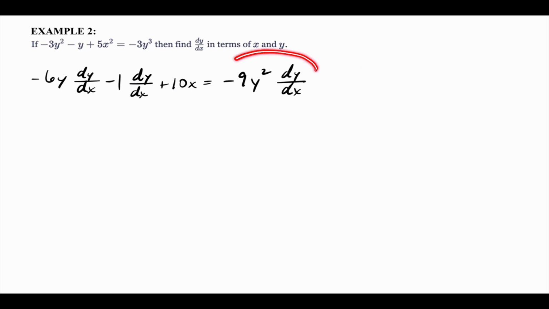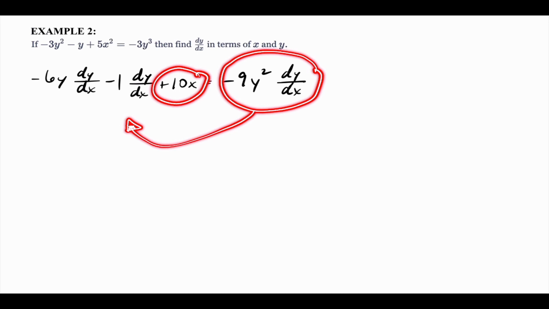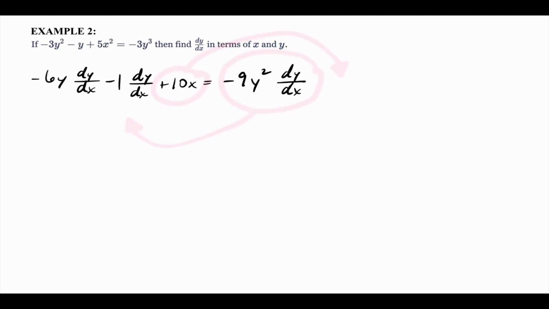So this guy, I need to get over here. This guy, I need to get over here. Okay, so to do that, I'm just going to do the opposite. 10x is going to be minus 10x from both sides. Negative 9y squared is just going to be positive 9y squared. So I'm going to subtract 10x from both sides. And I'm going to add 9y squared with its tag to both sides.